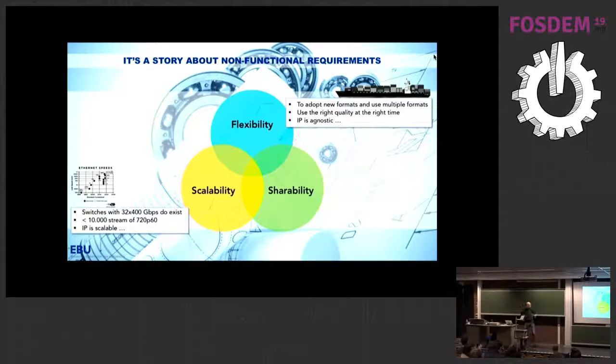But now, of course, due to the scale of the industry, we see switches of 32 times 400 gigabit per second. If we do the calculation back to 720p60 formats, you see that we can have 10,000 video streams in 2 units instead of multiple racks 48 U's high. So that's a nice advantage for broadcasters to go to IP.